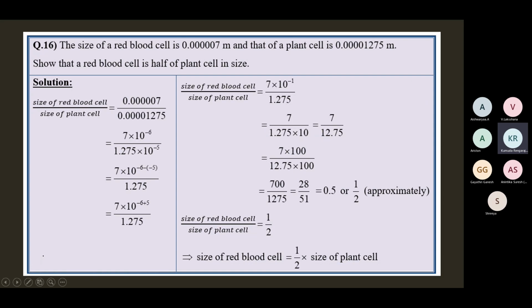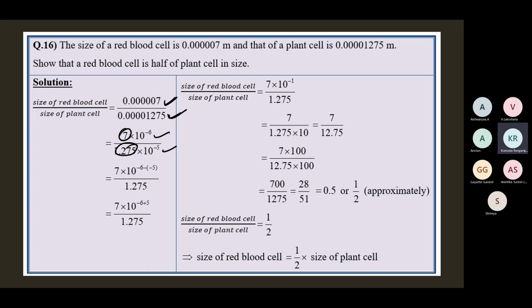Am I clear, children? Yes, ma'am. So I said start like this. Start with size of RBC by size of PC is equal to, write the values given. Then express the numbers in the numerator and denominator in scientific notation. That's the next step. And then write these two numbers as they are.